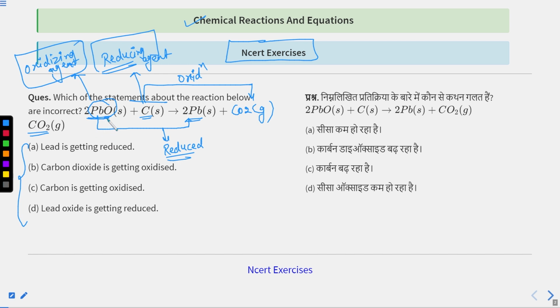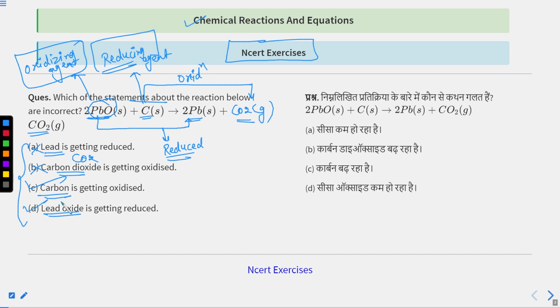So lead oxide is getting reduced, and carbon is getting oxidized. Don't go with the product side whenever the words oxidation and reduction are there. Only see the reactants. Lead is a product, so it will never be the answer. Carbon dioxide, CO2, is getting oxidized, but carbon dioxide is the product, so it will not be the answer. Carbon is getting oxidized. Yes, carbon is undergoing oxidation. Correct. Lead oxide is getting reduced. Yes, lead oxide is undergoing reduction.